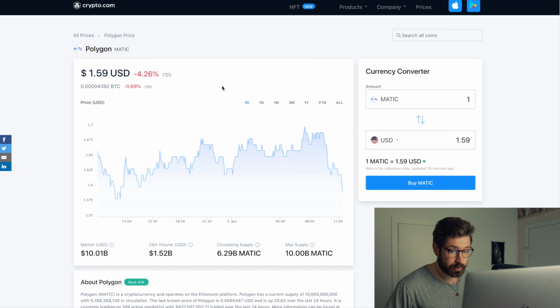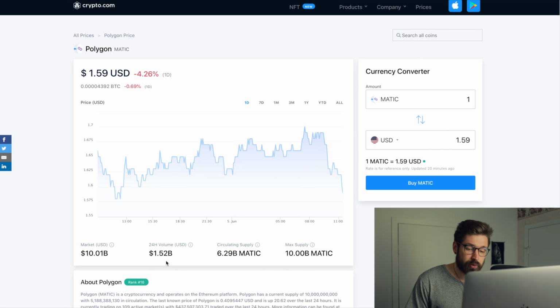All right, guys, so let's hop into it. So we have our friend Matic, Polygon. We're going to go over the technical analysis as always for both Polygon and for Ethereum. All right, guys, so we're sitting at $1.59, currently down about 4% on the day, sitting at a market cap of 10.01 billion and 24-hour volume of 1.52 billion.